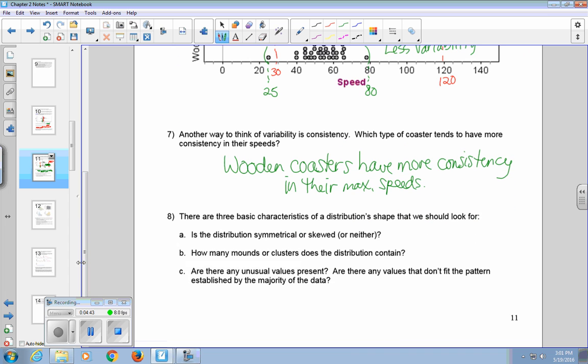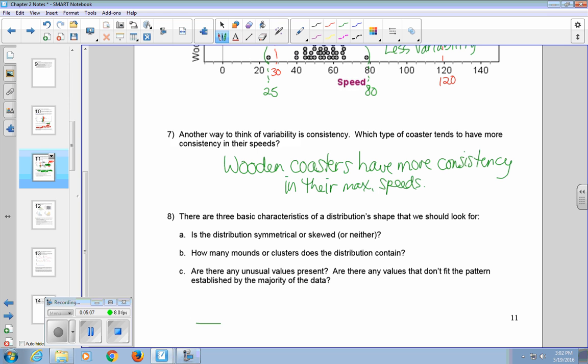Okay, number 8, there are 3 basic characteristics of a distribution shape that we should look for. First one, is the distribution symmetrical or skewed or neither, and we'll look at this in more detail on the next page. Second one, how many mounds or clusters does the distribution contain? And we'll look at that in more detail on the next page. And then, are there any unusual values present? Are there any values that don't fit the pattern established by the majority of the data?